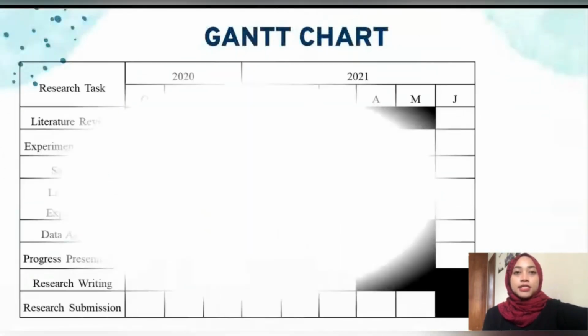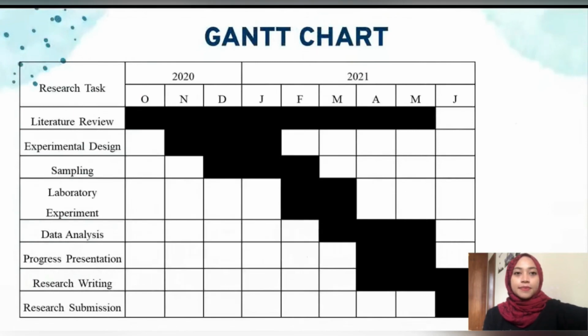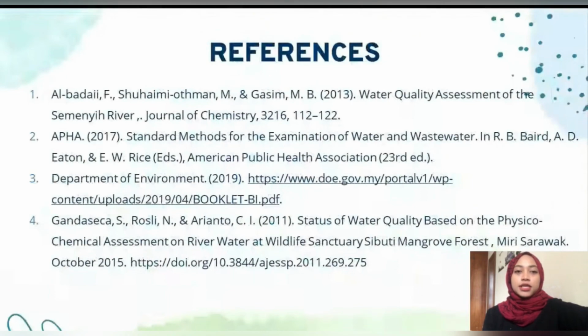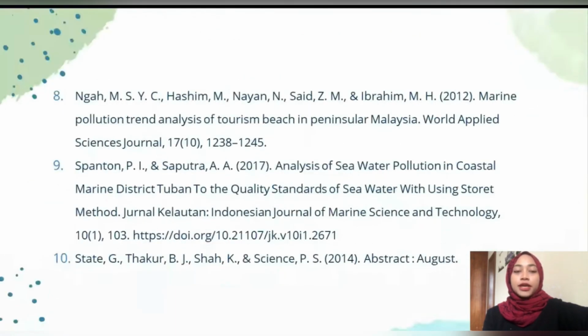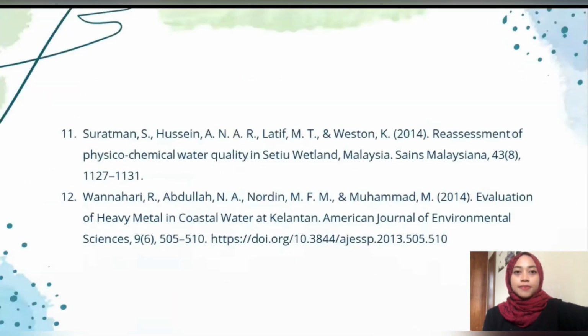Then, this is the Gantt chart. Last but not least, these are the references of my final year project.